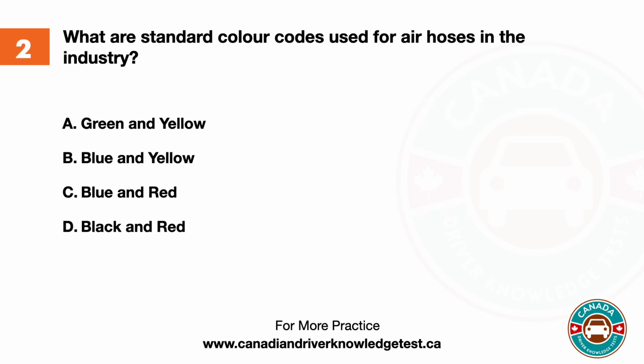Question 2. What are standard color codes used for air hoses in the industry? A. Green and yellow. B. Blue and yellow. C. Blue and red. D. Black and red. The answer is C. Blue and red.